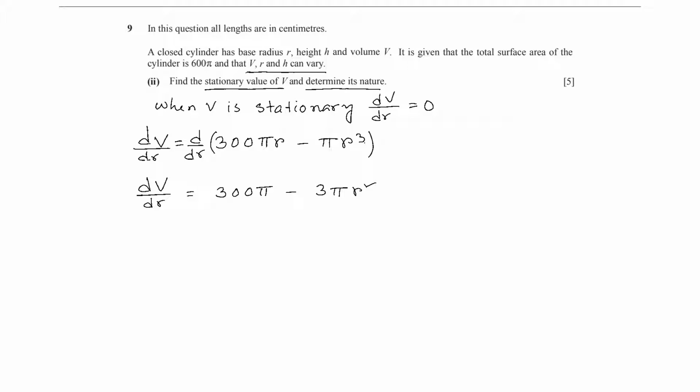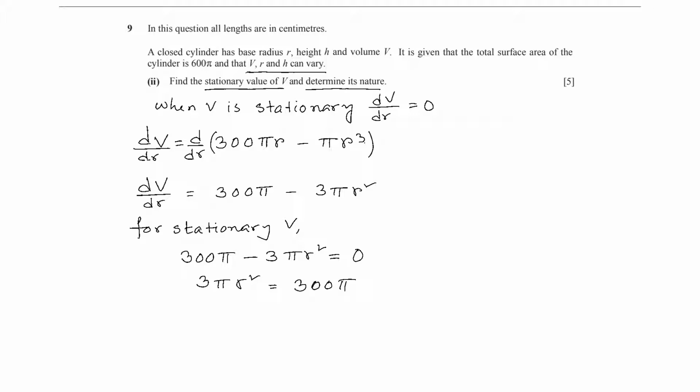As at the beginning of the solution, we have written that when V is stationary, dV by dr is 0. So using that information for a stationary volume, we can write 300 pi minus 3 pi r squared is equal to 0. Now rearranging this equation, we can write 3 pi r squared is equal to 300 pi. So let's cancel out pi from both sides. 300 divided by 3 is 100. So r squared is equal to 100.